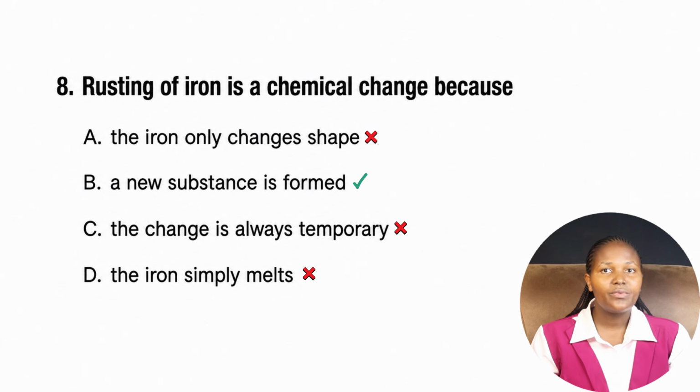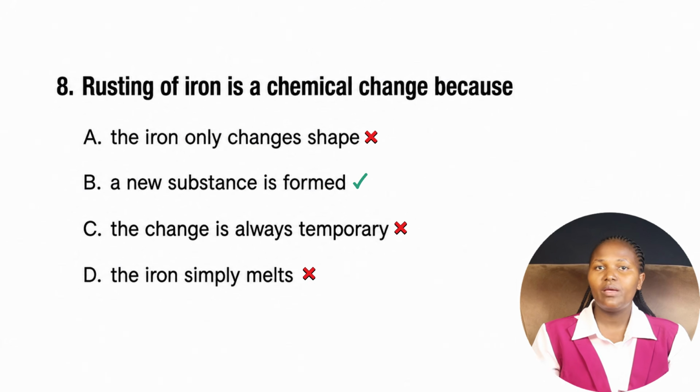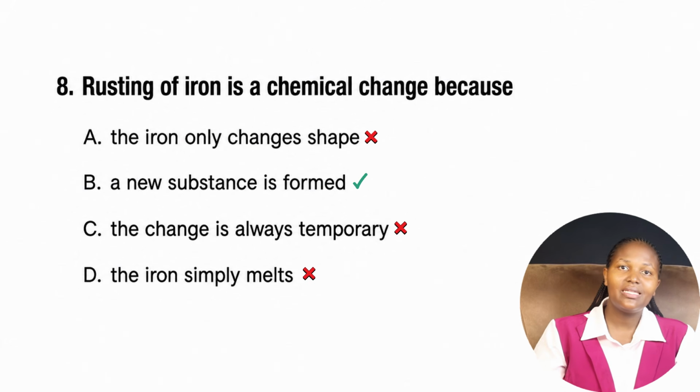During rusting, remember that iron reacts with substances in the environment, especially oxygen and moisture, to form rust, which has different properties from the original iron, and this makes rusting a chemical change. A simple change in shape would be physical, and iron does not rust because it melts. You see, chemical changes are often difficult to reverse by simple physical methods because chemical bonds and particle arrangements have changed.